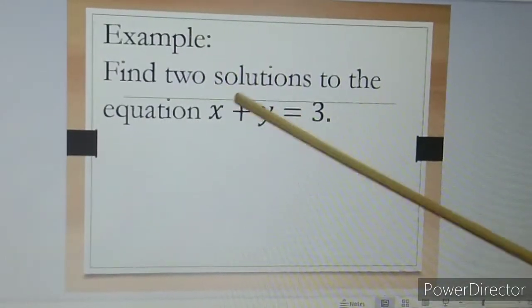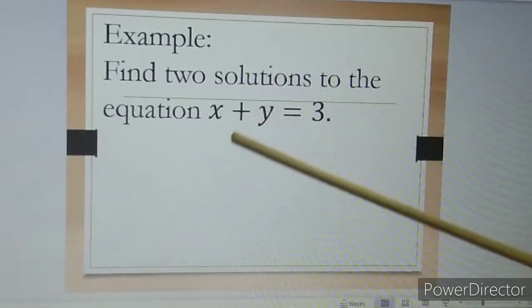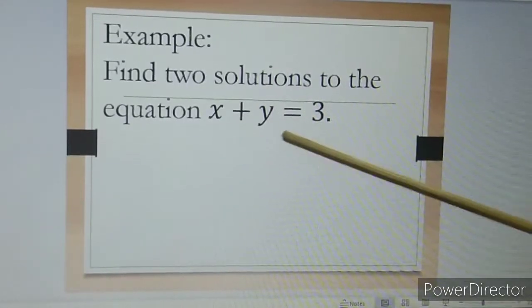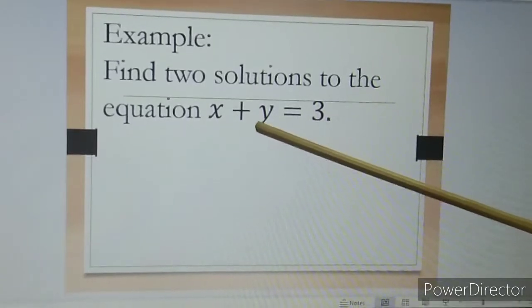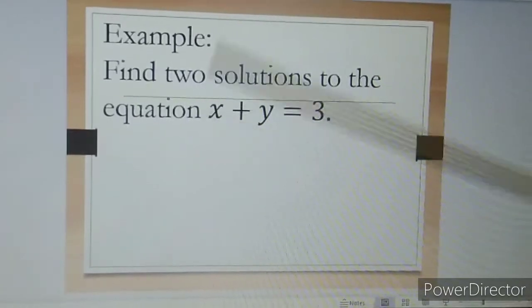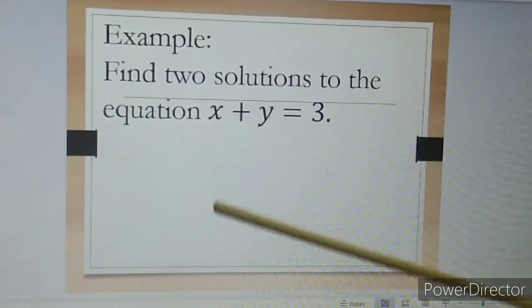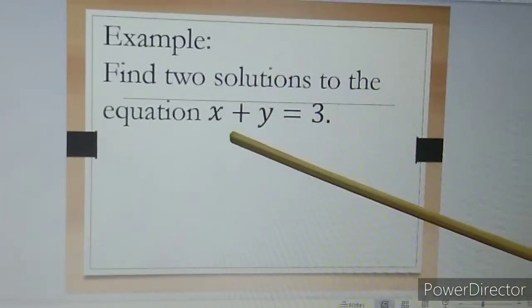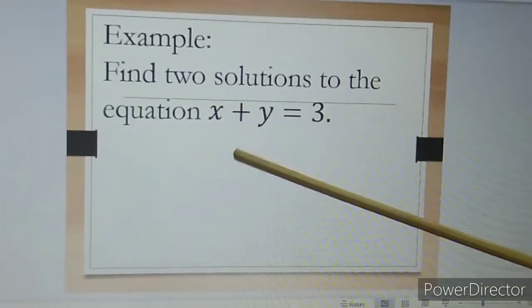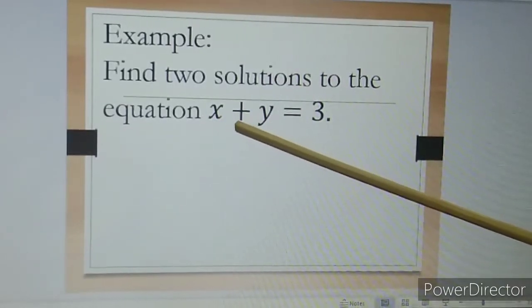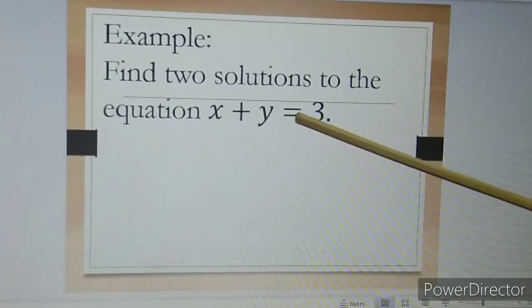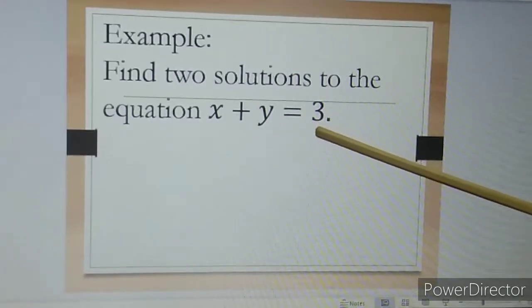For example, we have to find two solutions to the equation x plus y is equal to 3. What are the possible points? What are the possible coordinates? Or what are the possible ordered pairs that will make this equation true? What is the value of x that is added to the value of y to get the number 3?